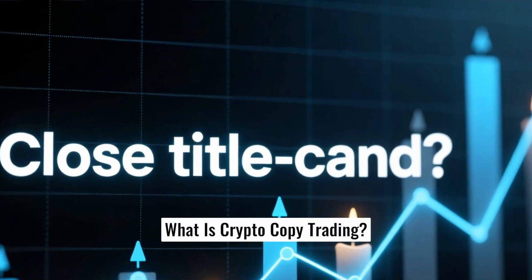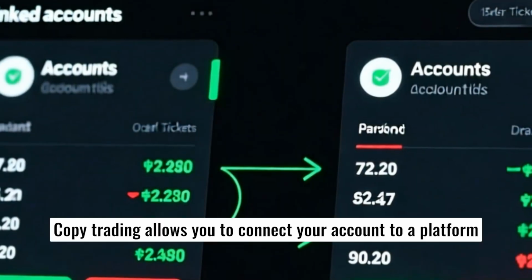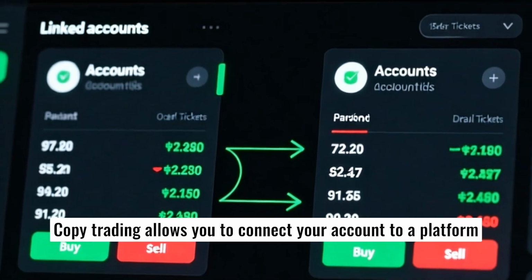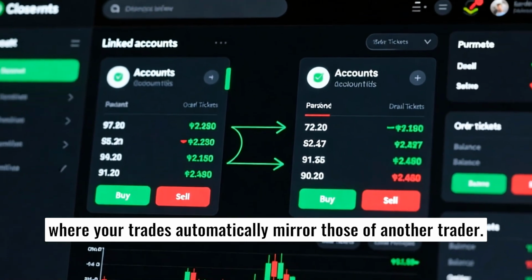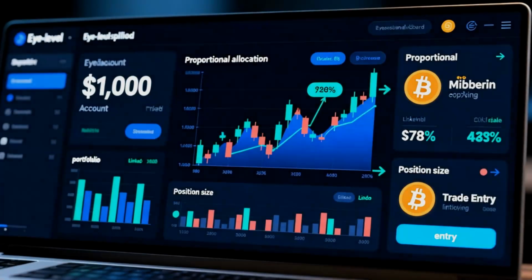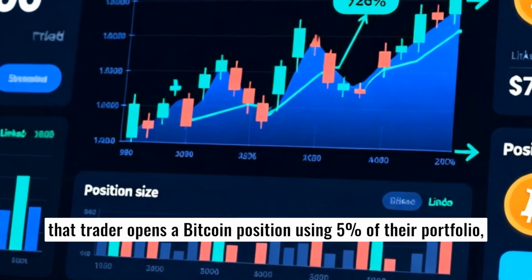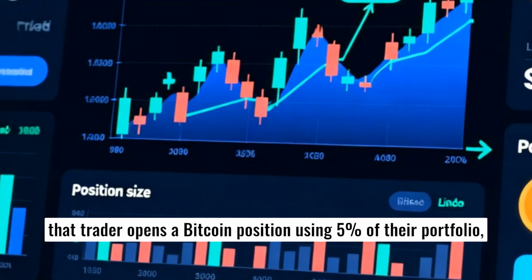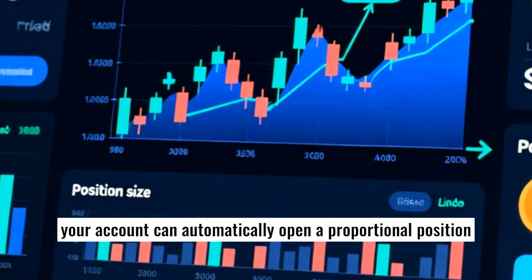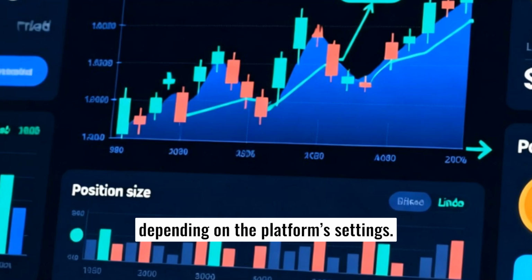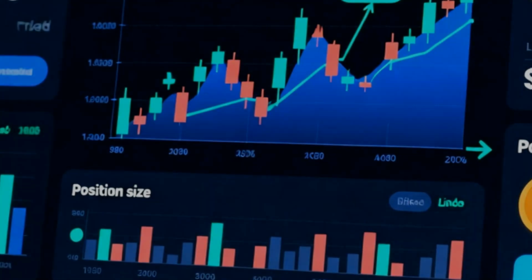What is crypto copy trading? Copy trading allows you to connect your account to a platform where your trades automatically mirror those of another trader. For example, imagine you allocate $1,000 to follow a trader. If that trader opens a Bitcoin position using 5% of their portfolio, your account can automatically open a proportional position depending on the platform's settings.